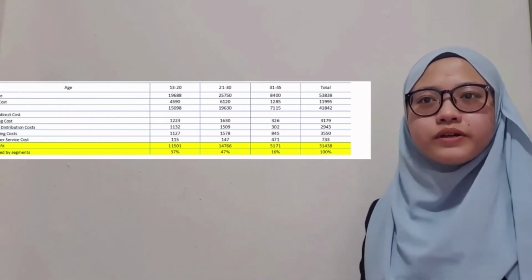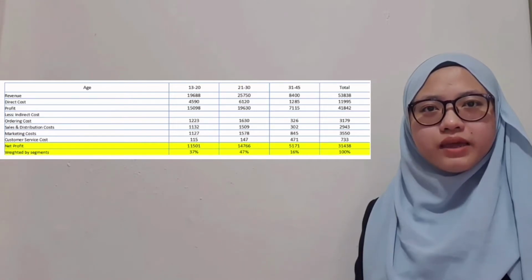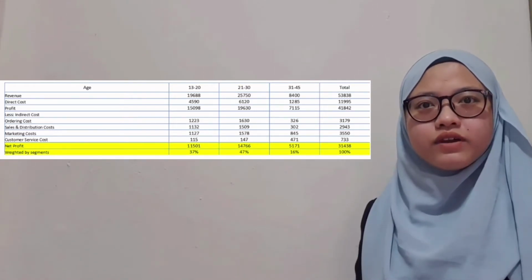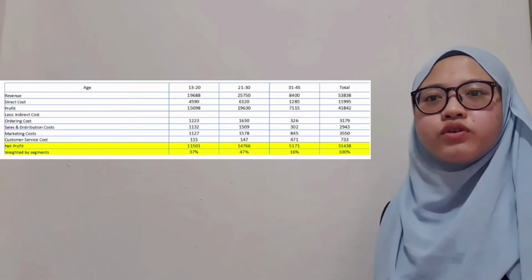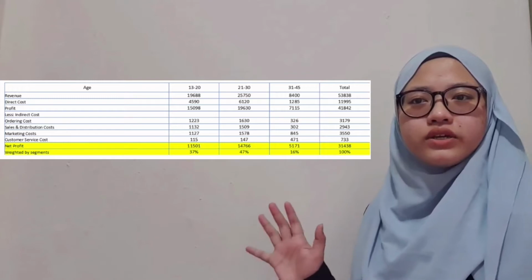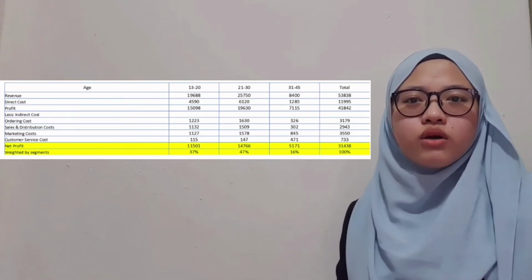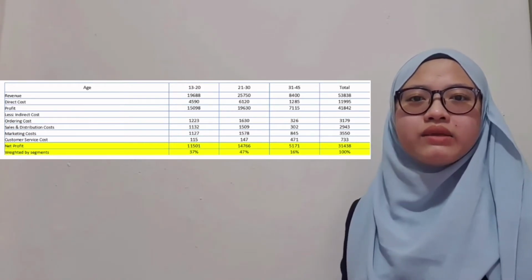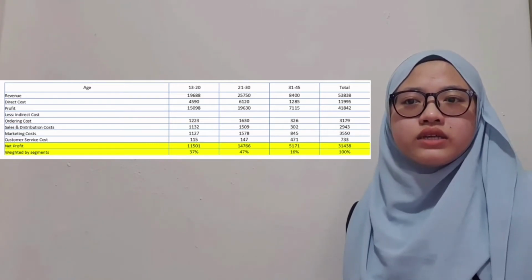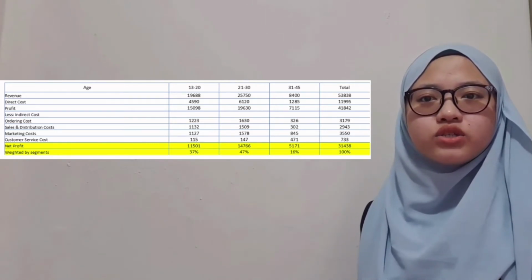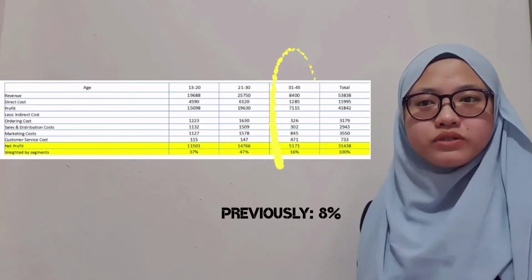So here is the comparison of the performance of the customer segment after implementing the new strategy by eliminating the segment above age 45 and re-engineering the segment of age 31 to 45. In a review of the impact, as per the picture here, it can be shown that by implementing re-engineering for the segment of age 31 to 45 and by eliminating the segment above age 45, there is a significant increase in the performance of the segment of age 31 to 45 at 16%, which was previously at 8%.